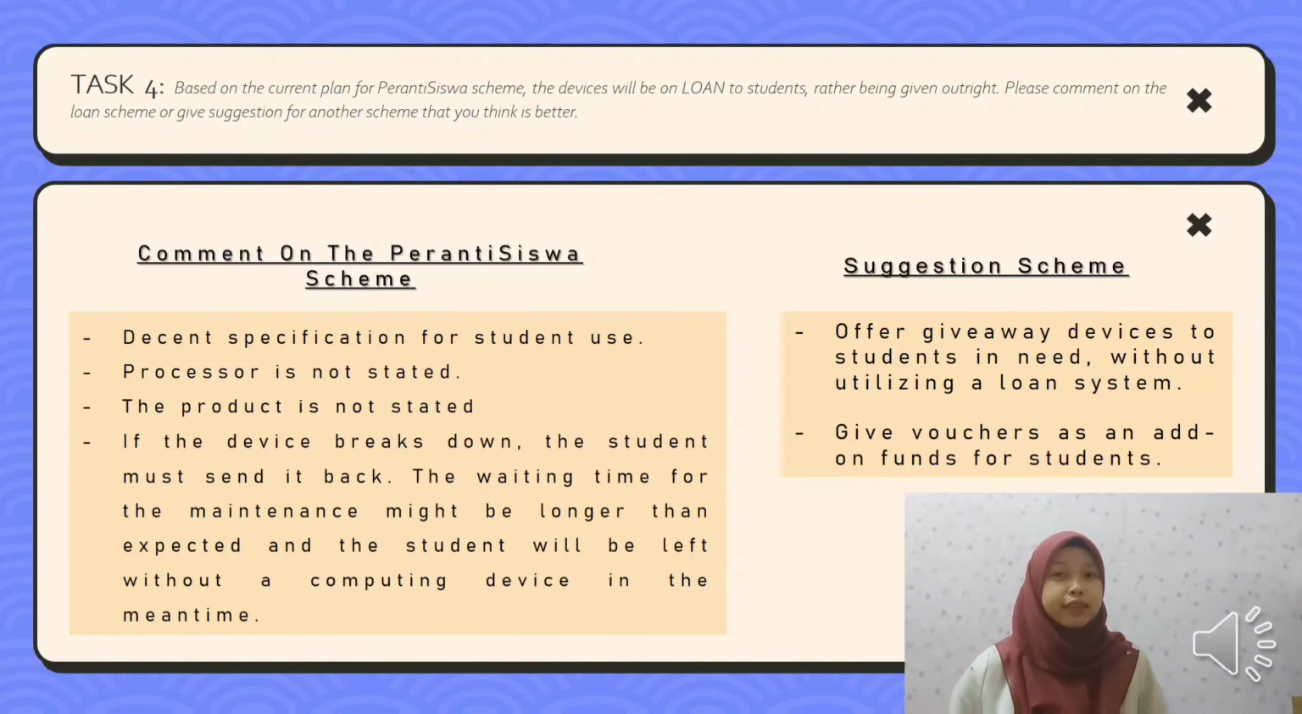The first one is a giveaway device scheme and the second one is a voucher scheme. For the first scheme, the giveaway is more relevant because technically the operating system only updates up to 3 years. After that, several applications may be affected by the old system. Since it's a loaning scheme, I believe the device will be passed down to the next user.